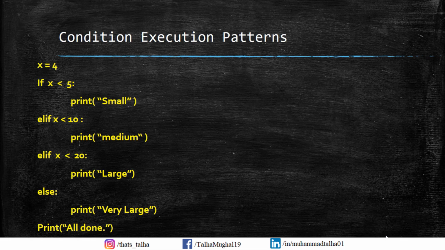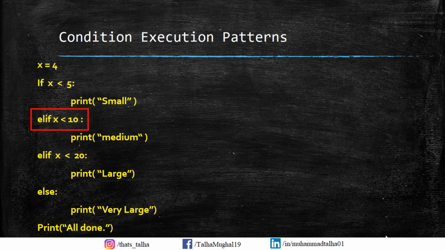Now if the first condition is satisfied, the program will go ahead and print out small, and after that it will ignore all other conditions and move to the next statement, which is outside this if-else condition structure, and print out all done. But consider that the first condition isn't satisfied. So after checking the first condition, the program will look for another condition, which is defined as else if, which in other words means that if the first condition isn't satisfied, then go ahead and look for another condition, which is x is less than 10.